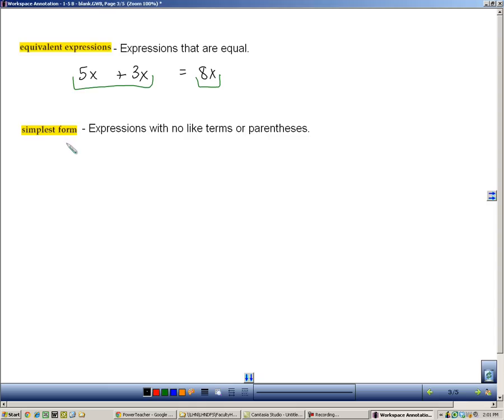Simplest form is the word that we give when expressions exist with no like terms or parentheses. So if you're asked to simplify an expression, make sure that it has no like terms, and you can do that by collecting like terms like we learned in the last video, and then it has no parentheses. And if you remember, one way that you can get rid of parentheses is by doing the distributive property. So you may be asked to distribute something like this 3, and when you do that, you can help get rid of parentheses, therefore simplifying an expression.